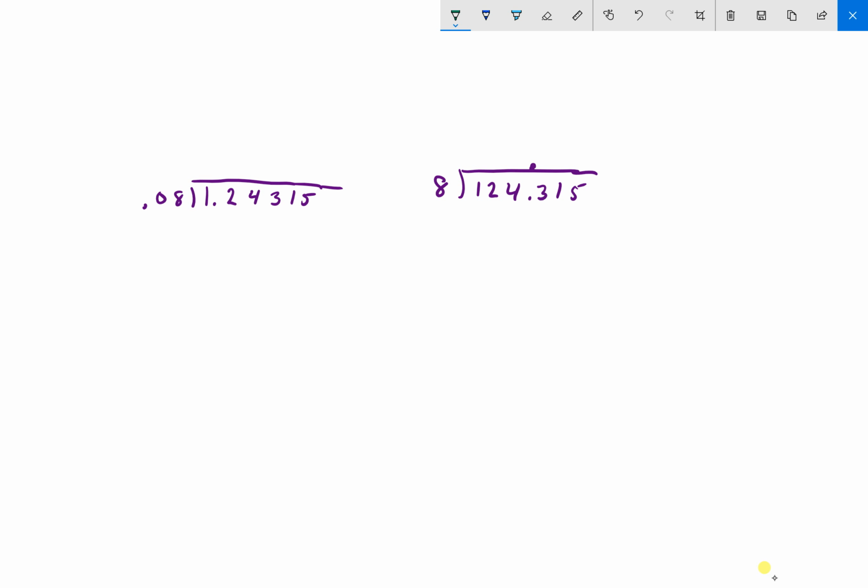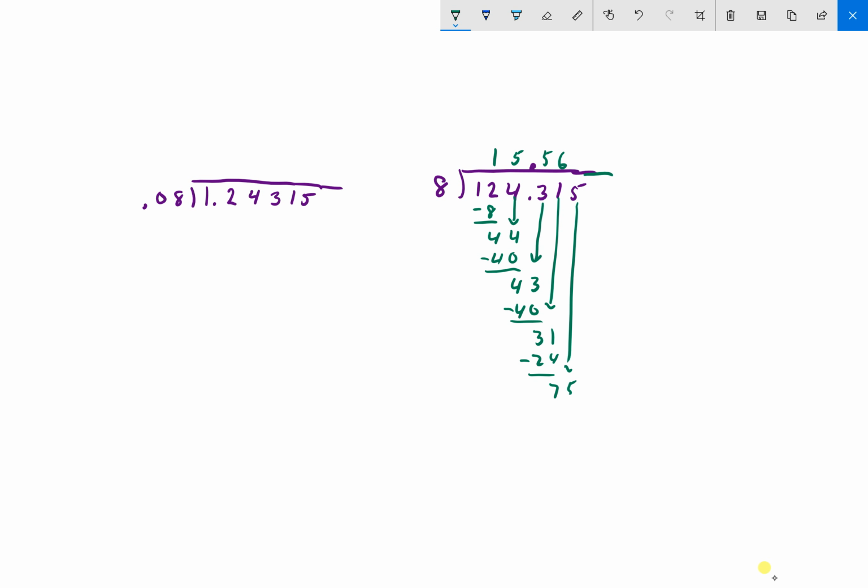So 8 goes into 1 0 times, 8 goes into 12 once. 1 times 8 is 8. Subtract, bring down my 4, 44. 8 goes into 44 5 times. 44. Now, don't worry about the decimal at this point in time. Bring down my 3. 5 times 8 is 40. 3. That's going to be a 6. 24. 7. 5. That's going to be a 9. 2, 3, and once again, you could keep on going.